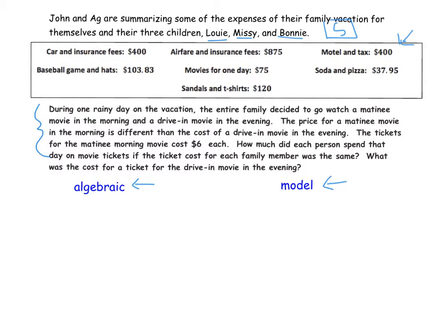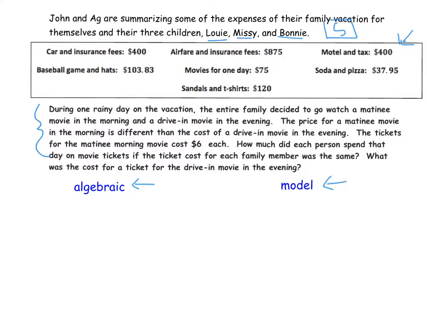Okay, so hopefully you had a chance to read through. The important information is that the entire family wanted to go. So now we know that we're talking about 5 different people. We know that it was raining, and so they're going to 2 different movies. The price of the matinee in the morning is different than the drive-in in the evening. And this is where I start writing down information, because I want to know what I'm looking for. I call it defining the variable.